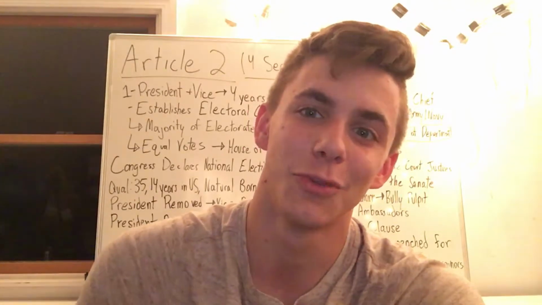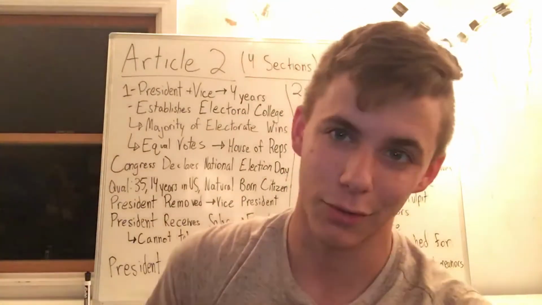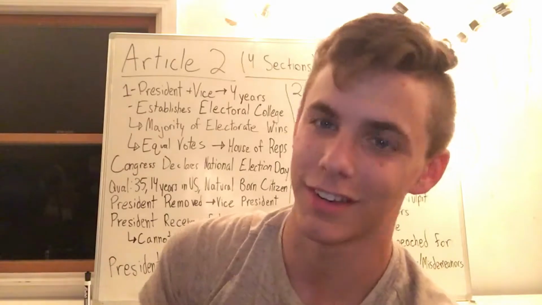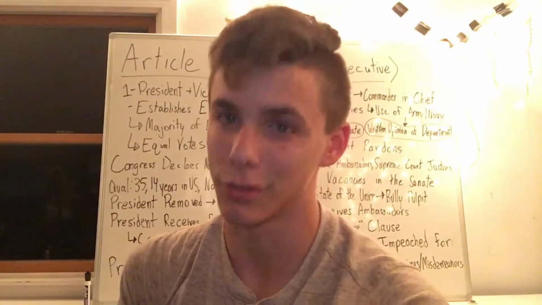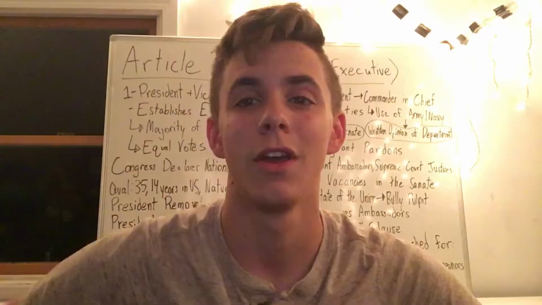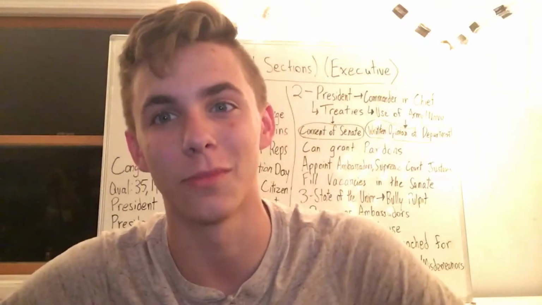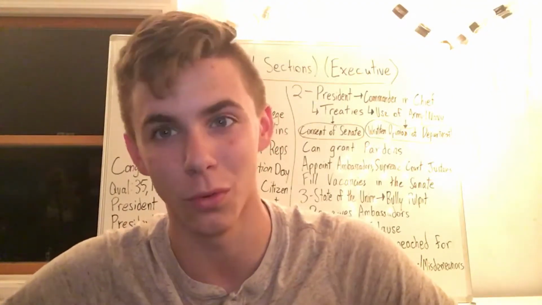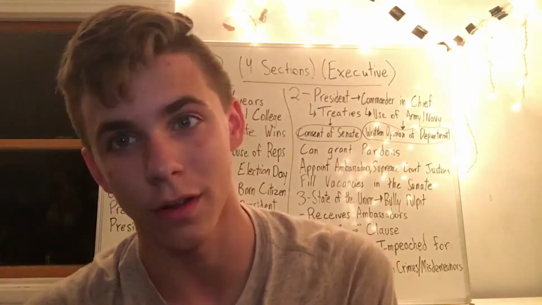The date is June 25th, 2017, and this is Article 2 of the Constitution. Now, this article starts out with establishing the President and Vice President and setting their term limit to 4 years. Presidents were limited to 2 terms, originally as an unwritten rule, but then it became law after the passing of the 22nd Amendment. Article 2, Section 1 talks about the Electoral College, which I'll go more in depth in another video because it's very complex.